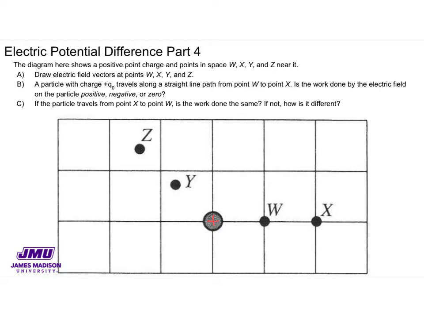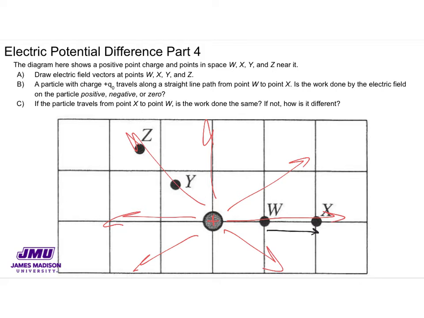On this slide, we're given this positive point charge at the center of the slide, and you're asked to draw the electric field coming out of it. So, of course, that would be radially outward in all directions. What we're getting at with this slide is that this charge creates a field around it, and we're asking what would happen if a smaller positive charge was moving from point W to point X.